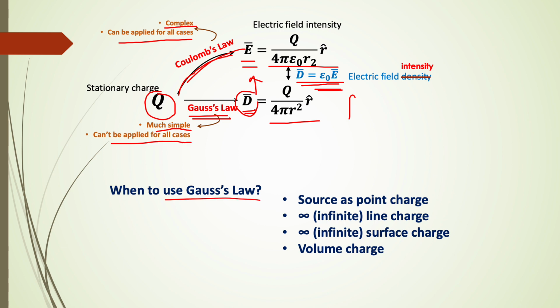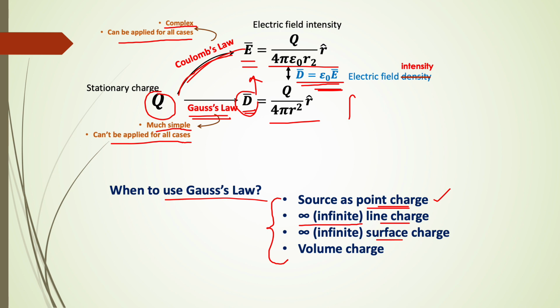So when to use Gauss's law? There are four rules that you need to remember. First of all, you have to ensure that the source is a point charge. If the source is a point charge, yes, you can use Gauss's law. If it is a line charge, you have to make sure that the line charge is an infinite line charge.